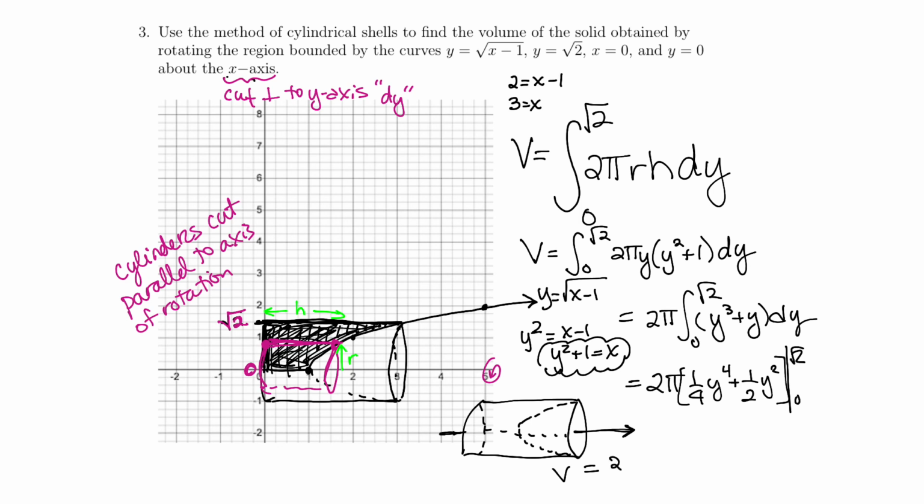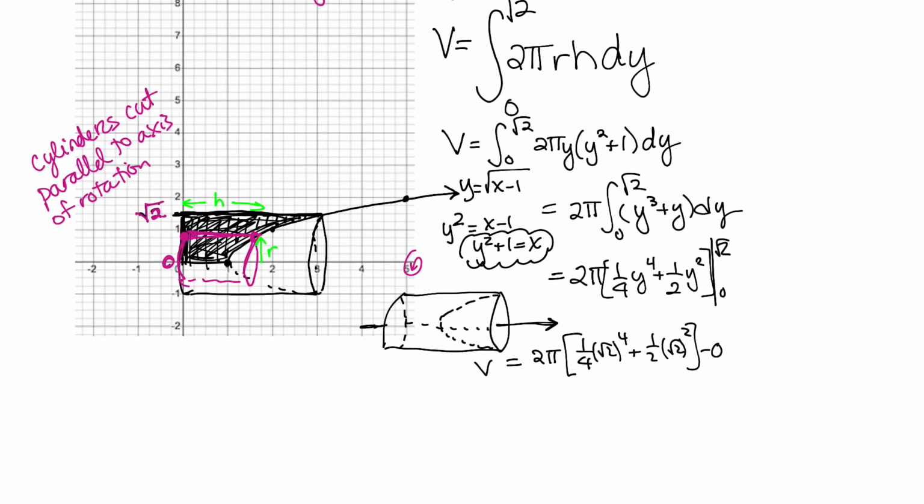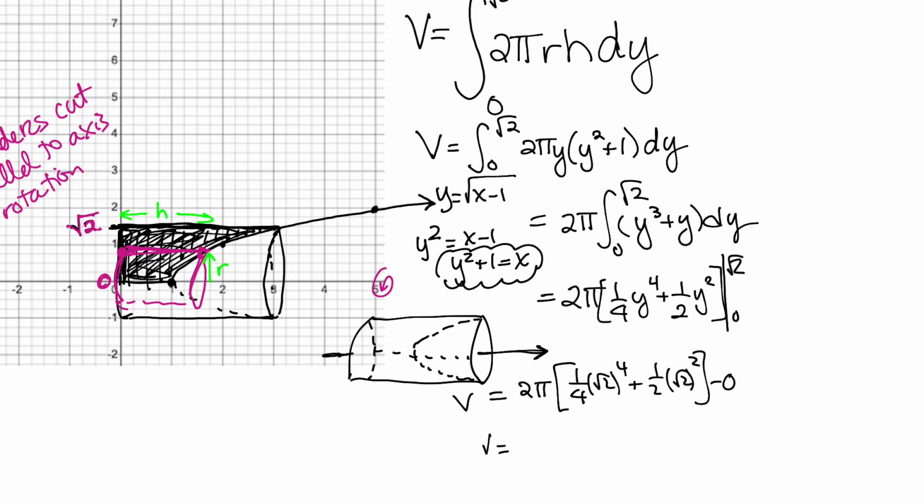Guys are plugging those in. You get 1/4 square root of 2 to the fourth plus 1/2 square root of 2 squared minus 0. Everything goes to 0. So make sure everybody gets the following. Square root of 2 to the fourth is square root of 2 squared, squared. Square root of 2 squared is 2. 2 squared is 4, and that's 1. That's 1. That's 2 pi times 2, which is just 4 pi cubic units.